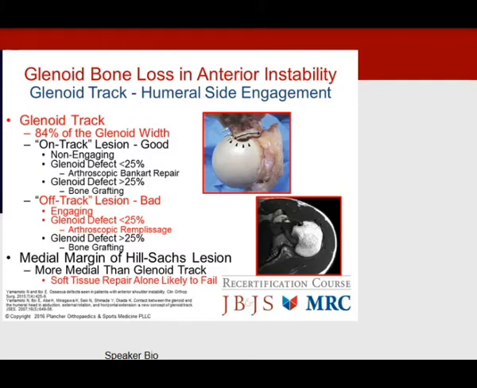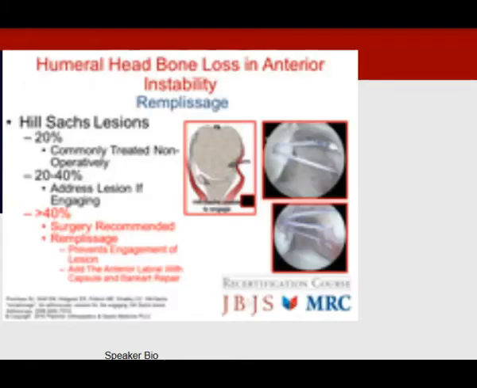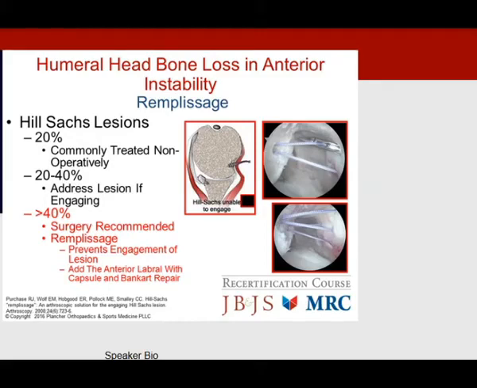It's an engaging defect where the glenoid defect is less than 25%, and we do an arthroscopic remplissage as we've shown. Remember that when doing the remplissage, to try to stay away from the valley or the medial margin of that Hill-Sachs lesion so you don't lose external rotation. Here you can see the Hill-Sachs lesion being demonstrated, and when it's greater than 40% in that posterolateral corner, it's recommended to prevent engagement of a lesion. We might add, as we spoke about, the anterior labral tear with capsular reinforcement and a Bankart repair.